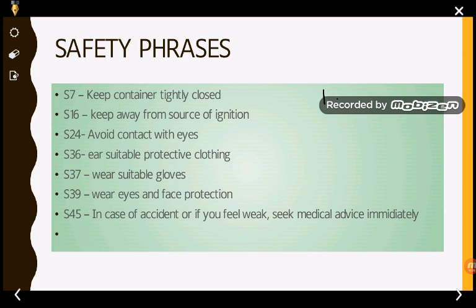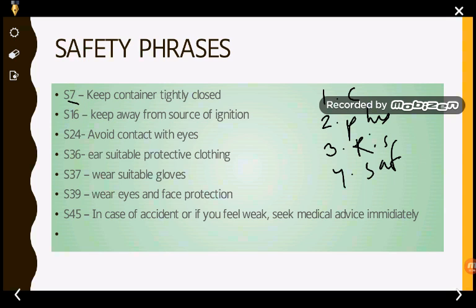So first is the general information, second one is the physical and chemical characteristics, third one is the risk factor, and the fourth one is your safety phrases. Safety: what are the safe precautions we can take while handling these chemicals? So safety phrase S7 is: keep container tightly closed.